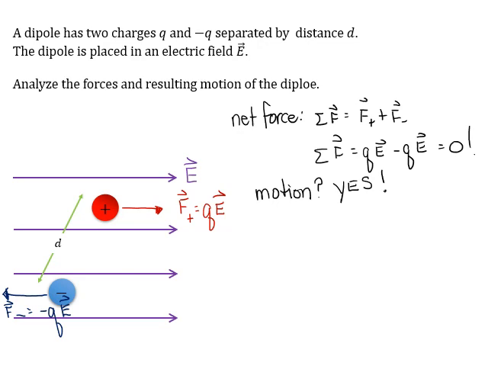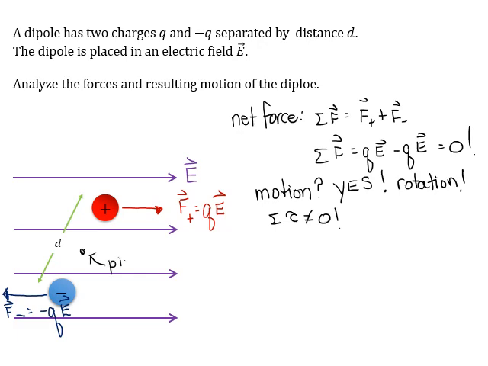So if we ask how there can be motion because the force is 0, well, we know that there's going to be rotation, and we know that we get rotation when the torque is not 0. So we know that the torque is not going to be 0. Let's see if we can sort out the torque. If we're going to sort out the torque, we need to figure out a pivot point. I'm going to place the pivot at the center between the two charges. So this is going to be our pivot.